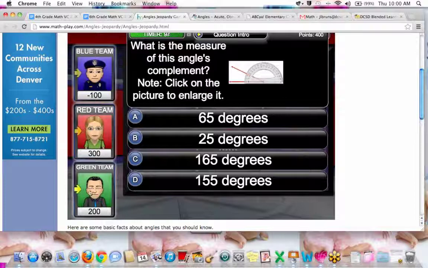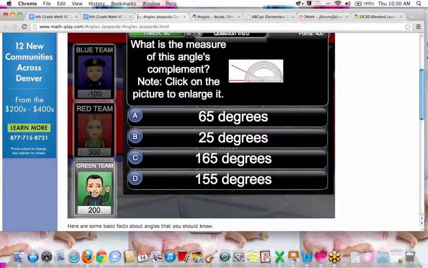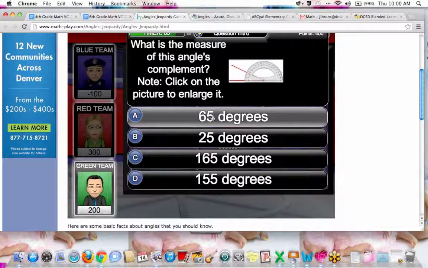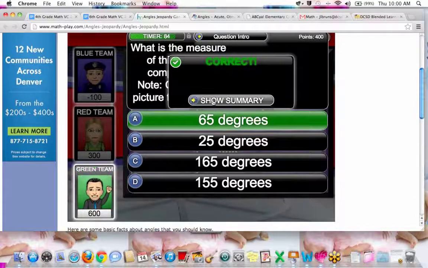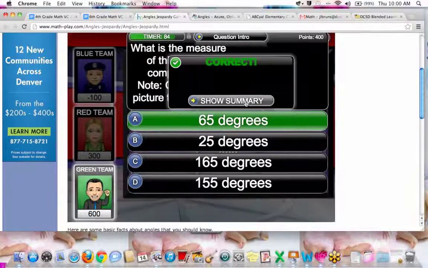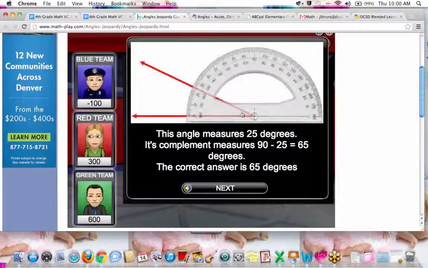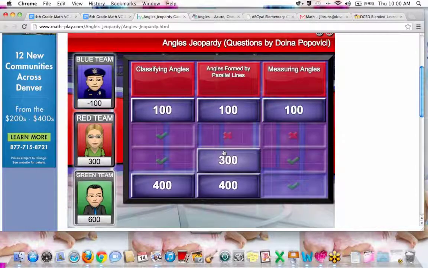Dakota buzzed in. Okay, what do I need to add? 90 minus 25. 65 degrees. Perfect. Good job. And the way that I figured it out is 90 minus 25 gives you your 65. That's right. And so your complement to make it 90 would be 65. All right, Dakota, choose a category.